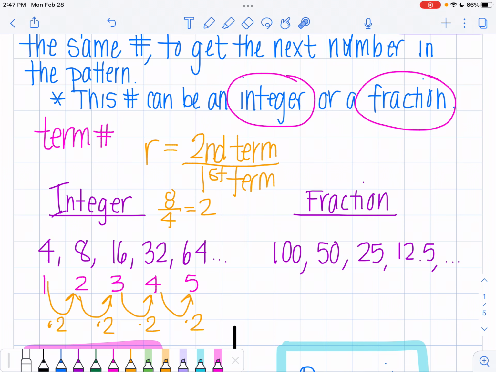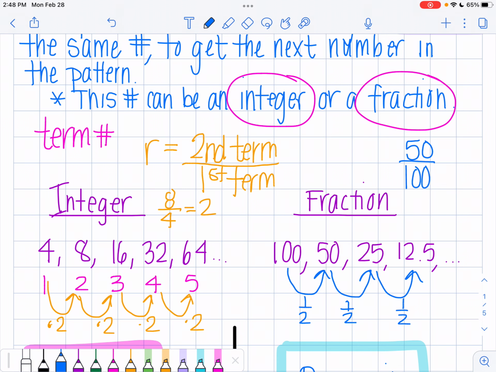So let's look at if we're multiplying by a fraction. I happen to notice that to get from 100 to 50, well, that's half. 100 times 1/2 is equal to 50. And to get from 50 to 25 is 50 times 1/2, or half of 50. What's half of 25? 12.5. And again, to find your common ratio, we take our second term, which is 50, divided by our first term, which is 100. And if you reduce that as a fraction, it gives you 1/2.